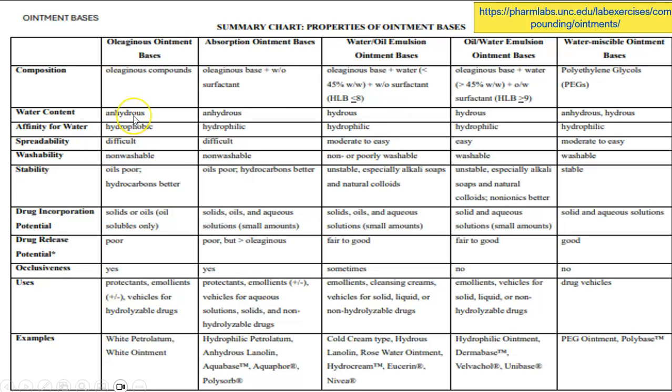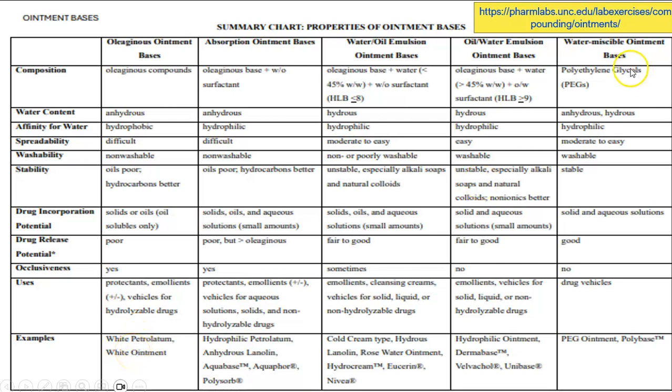So oleaginous bases are anhydrous and hydrophobic, which means they do not like water. They are difficult to spread, difficult to wash, non-washable. In terms of stability, the oils themselves normally spoil easily, so it's poor in terms of stability. You can incorporate solids and oils, but not water-based ingredients. They have a poor drug release profile. They are occlusive, which means they cover the pores of the skin, preventing moisture from coming in and out, which is why they're very good emollients and protectants. Examples are white petrolatum and white ointment.